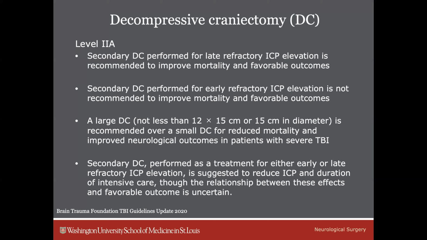Then the other important thing is that when you're doing a decompressive craniectomy, either go big or go home. So you want to do a big craniectomy that's at least 15 centimeters by 12 centimeters or 15 centimeters in diameter. The thought here is that if you do a smaller craniectomy, then whatever brain is herniating out is in some ways strangulated and leads to more ischemia and injury than what you want. So studies have shown that a bigger craniectomy has improved outcomes and lesser mortality.